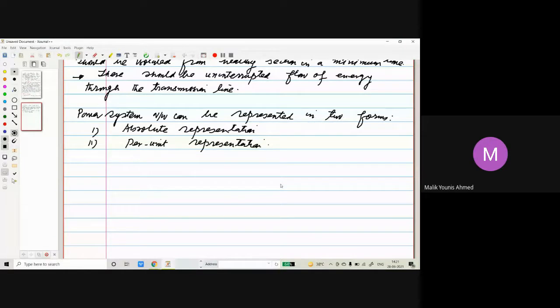Now, what are the advantages of per unit representation? Why are we studying it? Let's see. Number one, if we talk about the advantages of the per unit system, there are lots of advantages. I'm not going to write all of those. I can send you some later, but the important ones I will write.